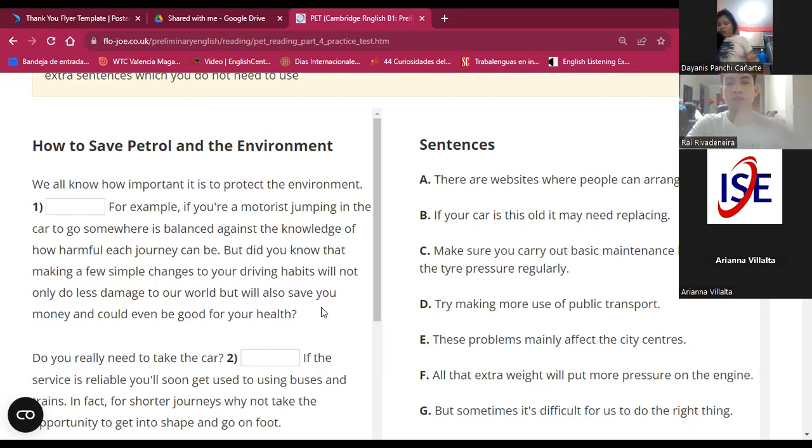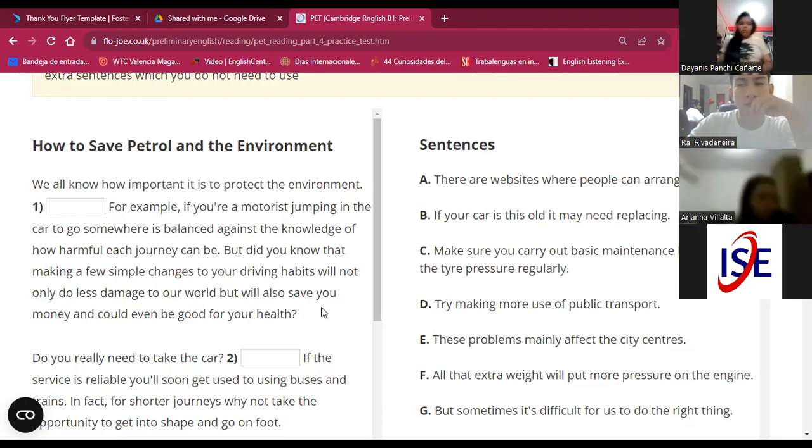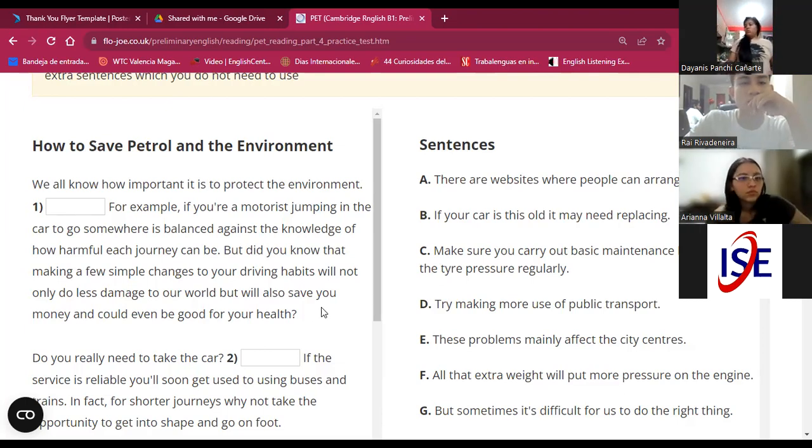Okay, which are the keywords? Which is the main idea here? The most important... good evening, Ariana. What are the most important terms in that paragraph? Notice how to save petrol and environment. So which are the most important words here?